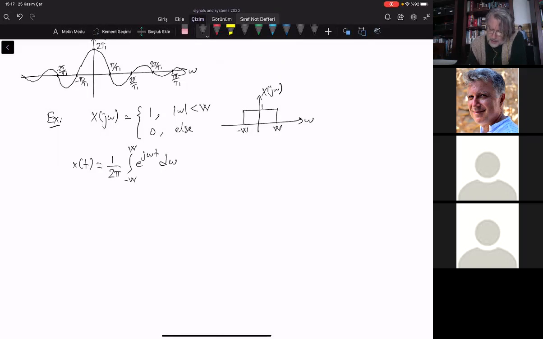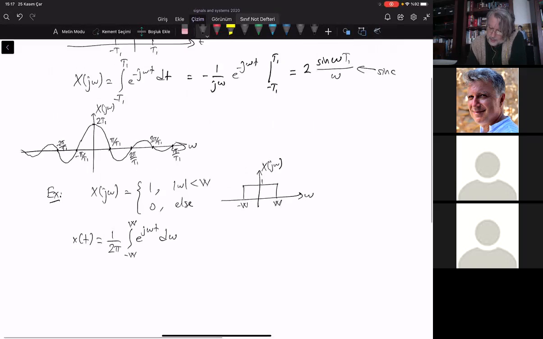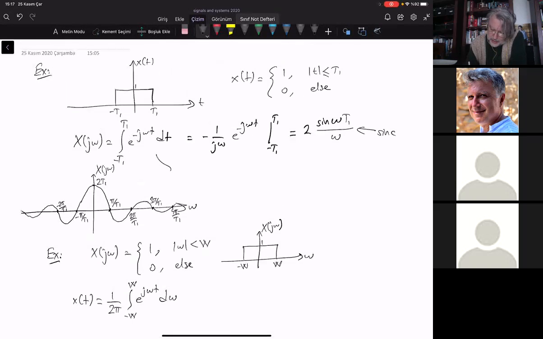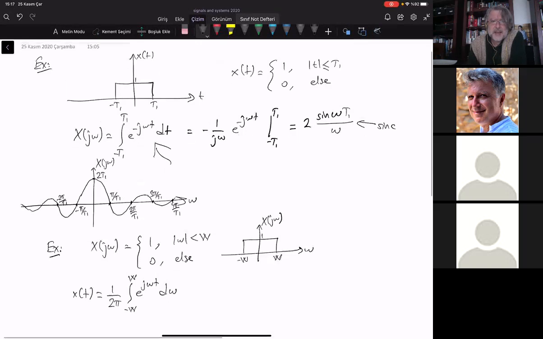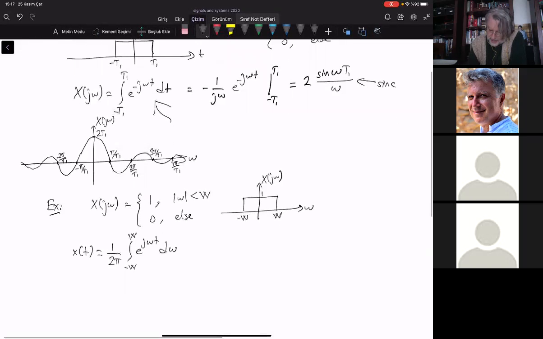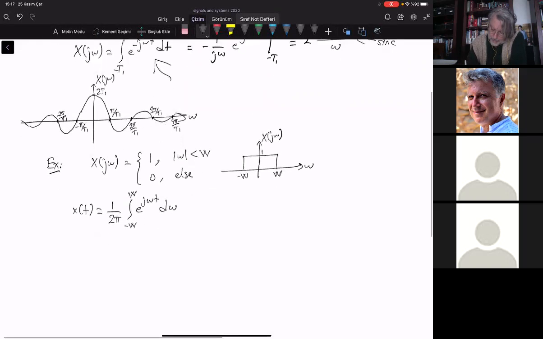And this integral is extremely similar to the integral that I did here. Okay, they are almost the same integrals. And the results are also very similar. The result for this one is sine wt over pi t. So it's like sine t over t, which is again a sinc function. Only the scales and the angle scales are a little bit different. This is also a sinc.